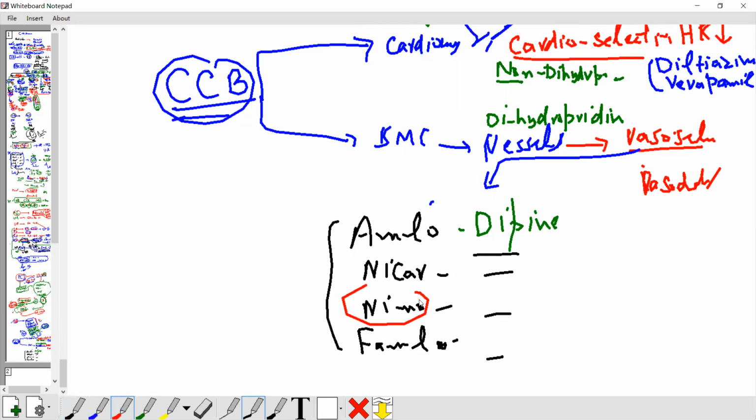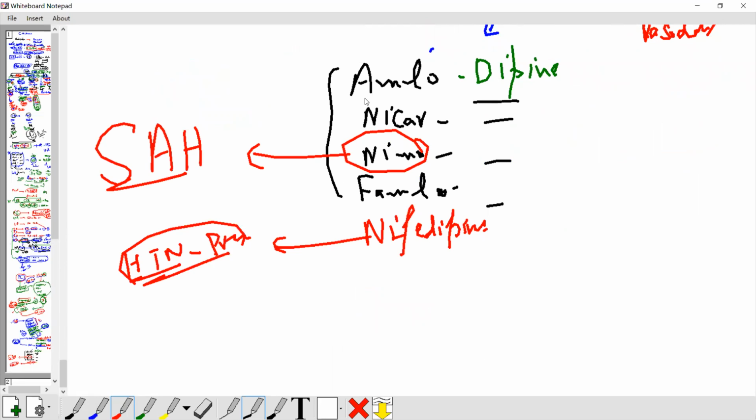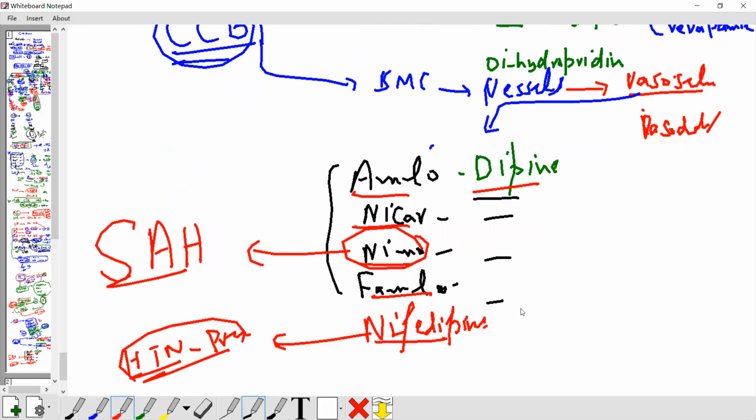Something special about nimodipine: it is not used for cardiac purposes. It is the drug of choice for subarachnoid hemorrhage. Another one, nifedipine, is the drug of choice in hypertension in pregnancy. So amlodipine, nicardipine, nimodipine, felodipine, nifedipine, these are the dipine family.